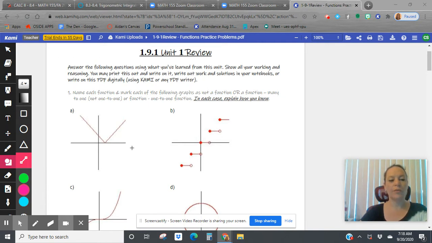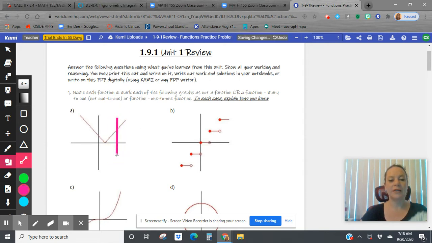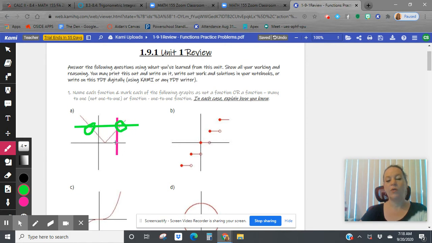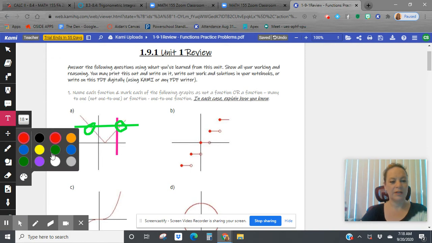So we're going to perform the vertical line test on each graph first to see if it is a function. If I perform the vertical line test on this one, it touches once, so that means it is a function. And then that means I can perform the horizontal line test. And since it touches once here and once here, or many times, it is a many-to-one function. So let's put down our response.